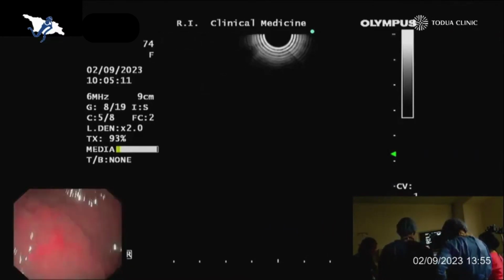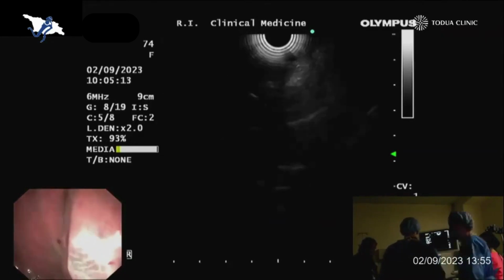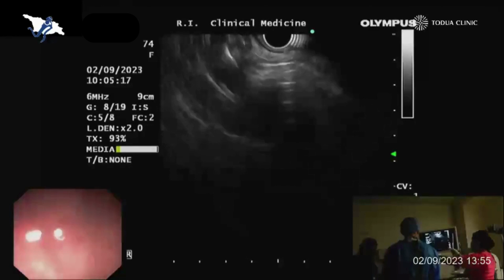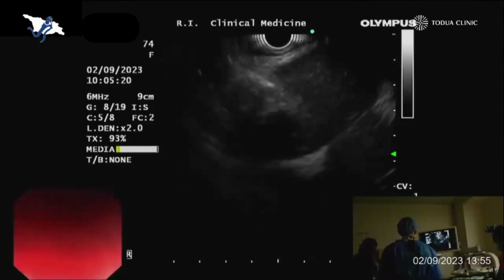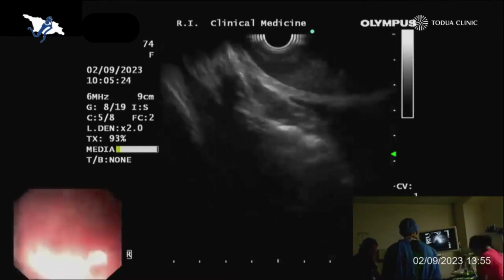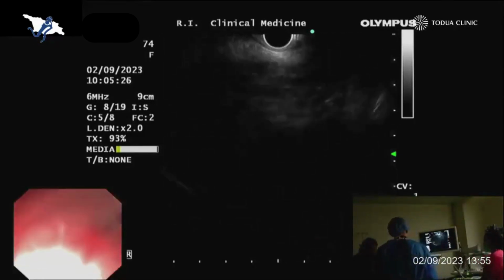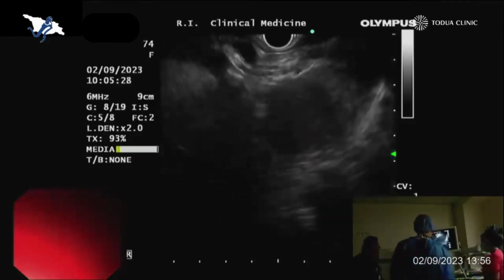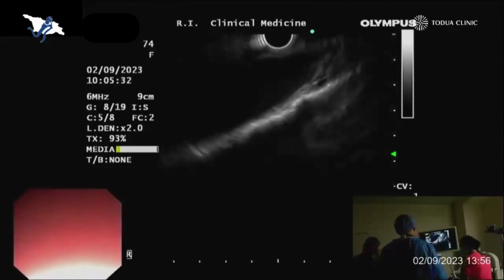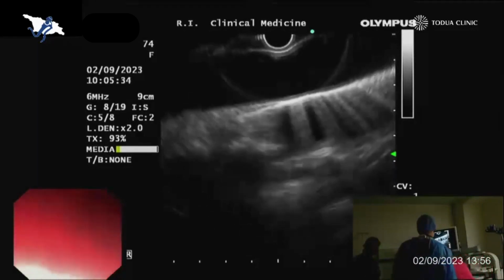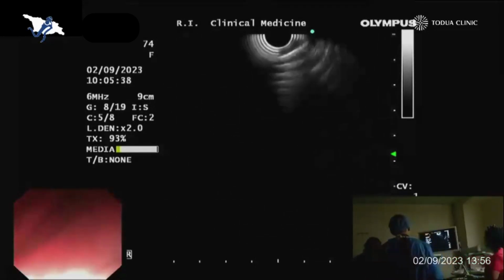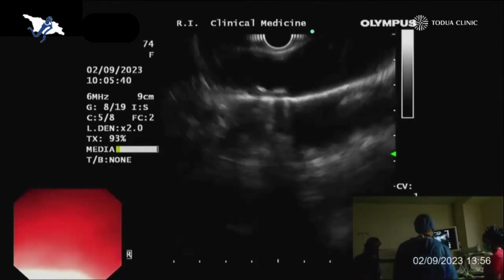So I think we can clearly conclude that this is a side branch IPMN, and from the guidelines, patient needed follow-up once per year by MRI, and if there is an increase of the cystic structure or we have dilation of the pancreatic duct, we have some so-called worrisome features, and in this case we would repeat the EUS to get some tissue.